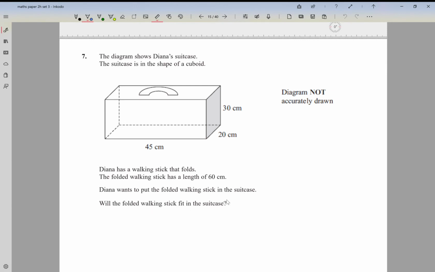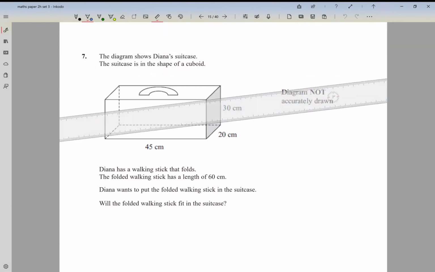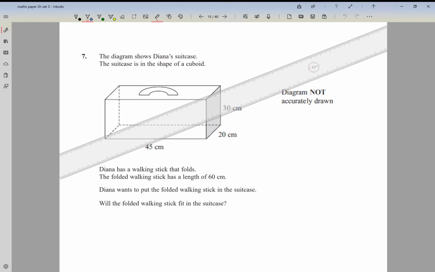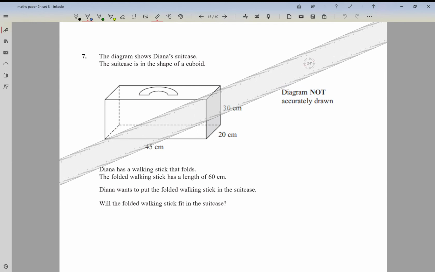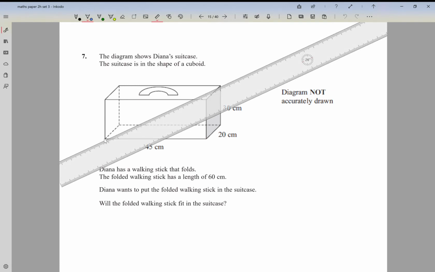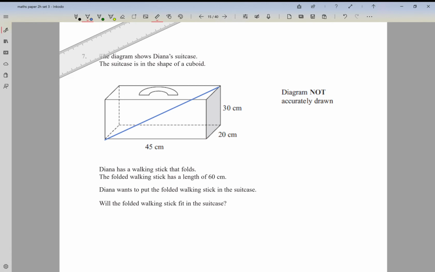Well, first of all, you might think, well, no, because it's 45 across here. But remember, if you picture this, there is a longer corner to corner here, which slices right across the box like that. If you can imagine a cuboid and you go this way, that's going to be longer than the width. So they're saying, is that going to be 60?